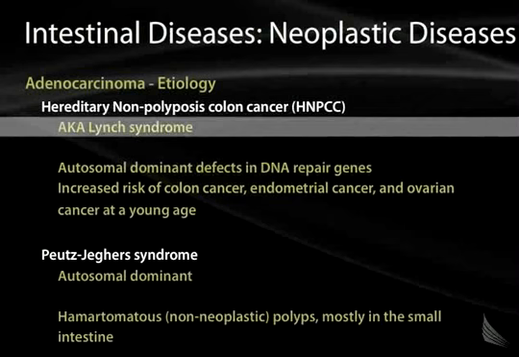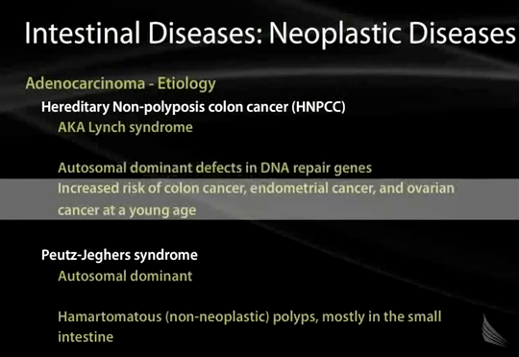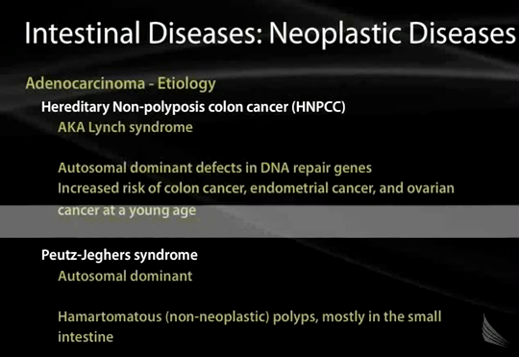HNPCC, also known as Lynch syndrome, is also an autosomal dominant defect in DNA repair genes. These patients also demonstrate an increased risk of colon cancer, endometrial cancer, and ovarian cancer at a young age. These patients typically have the history of 3-2-1. That is, at least 3 family members affected, 2 generations, of which 1 patient is a first-degree relative.